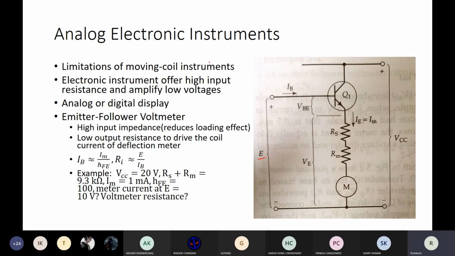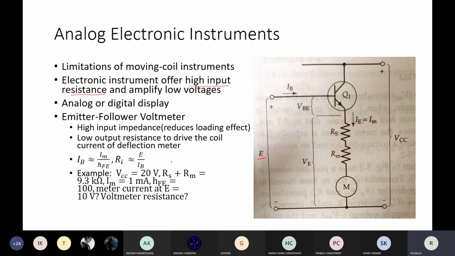So we also discussed what the limitations of moving coil instruments are, and the advantage electronic instruments offer over the moving coil instrument is that it offers high input resistance or impedance, and it is capable of amplifying low voltages. In this case it is not, but in general we'll see later on that it is capable of amplifying low voltages and able to measure those.